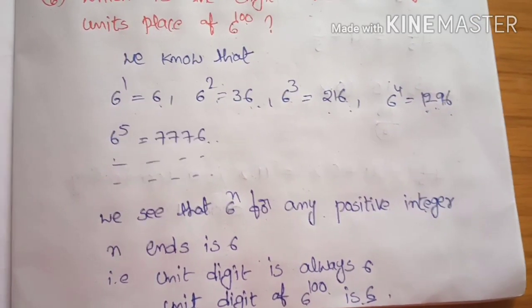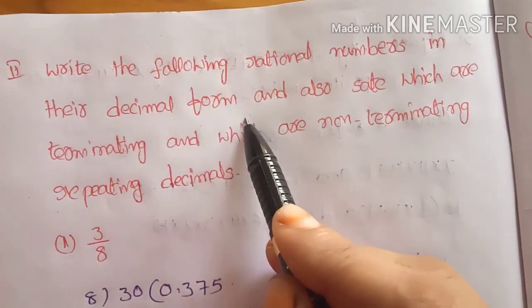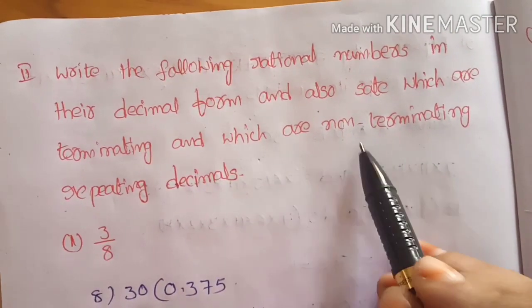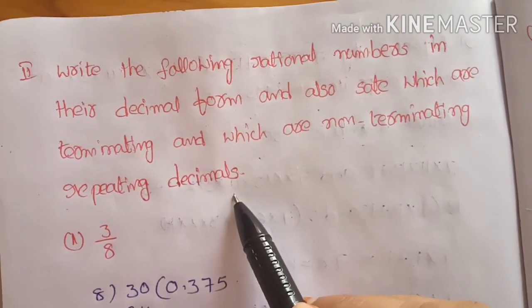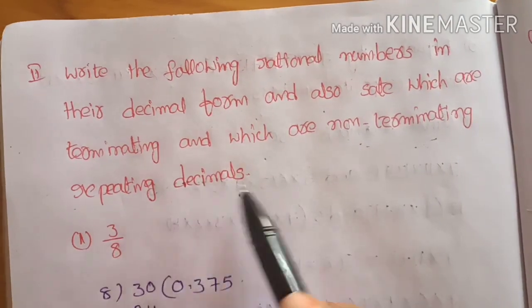Okay, next question. Write the following rational numbers in their decimal form and also state which are terminating and which are non-terminating repeating decimals.